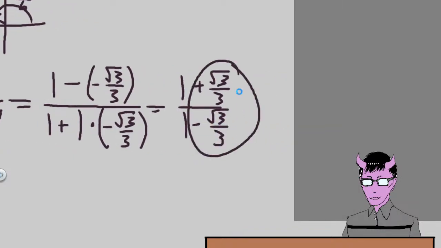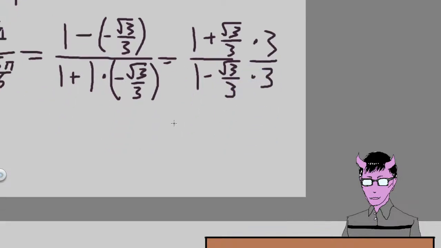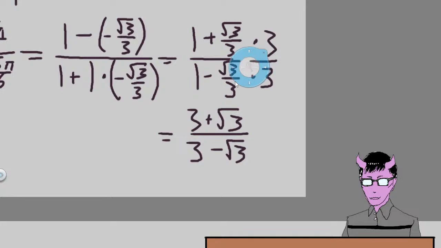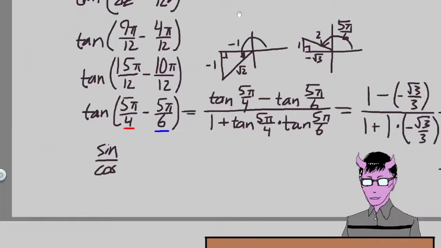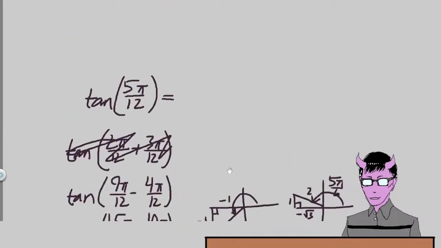This is a disgusting fraction within a fraction, so the easiest solution is just multiply top and bottom by 3. And that should be the answer for this problem. Let's do it the other way.